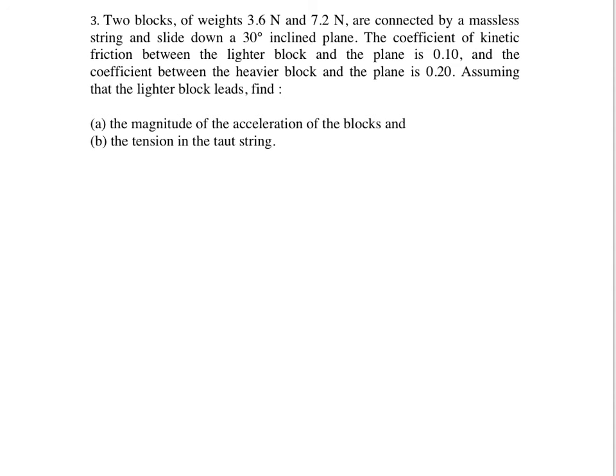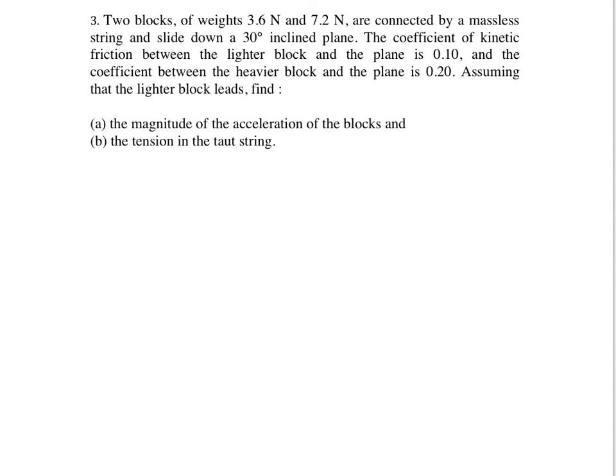Plane. So for block A, this is a great example of how Newton's laws are connected to kinematics through F equals ma. We have an interacting system: two blocks with different masses and different kinetic friction coefficients sliding down an incline. Assuming the lighter block leads, we're asked to find the magnitude of the acceleration of the blocks and the tension in the taut string.